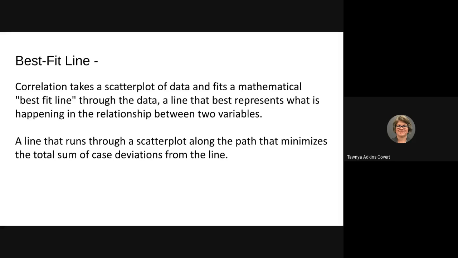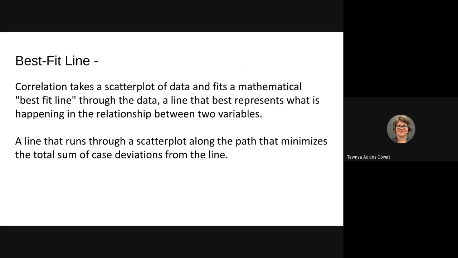Correlation takes the scatter plot of data, and this connects correlation to regression, which we'll talk about next week, because correlation doesn't always give you this line. But I want you to be thinking about the logic of correlation and regression together. So I'm going to go ahead and talk about this notion of the best fit line. So correlation takes the scatter plot of data and fits a mathematical best line through the data, one that represents what is happening in the relationship. We looked at the scatter plots before and we kind of saw a trend going up or going down in the data that led us to think that there was a relationship.